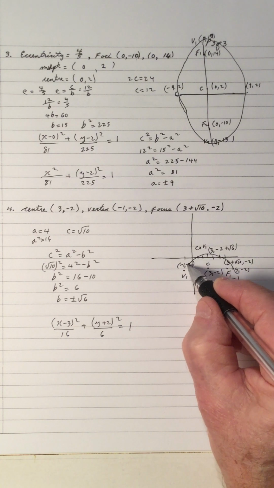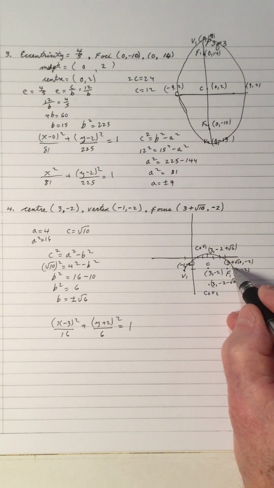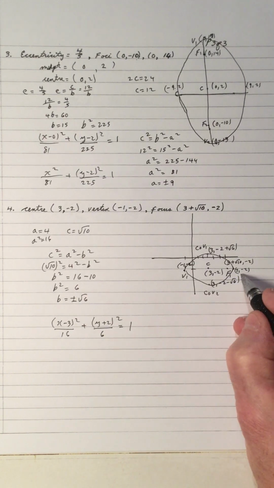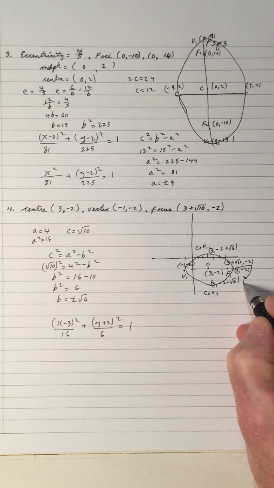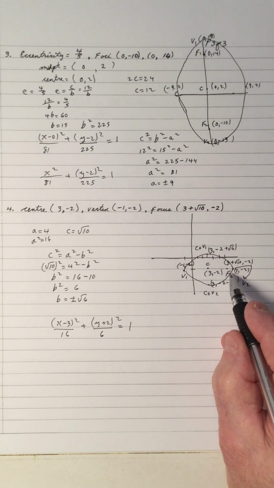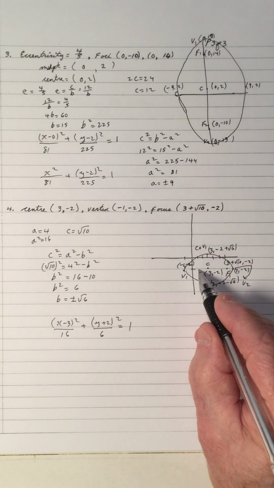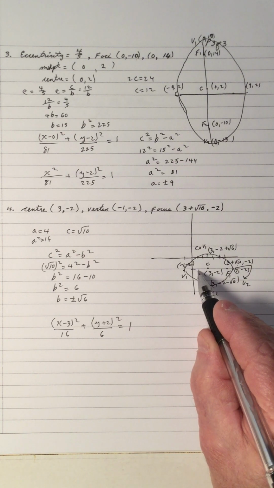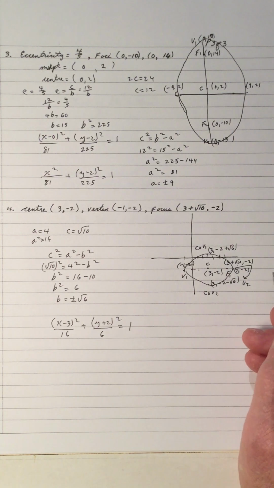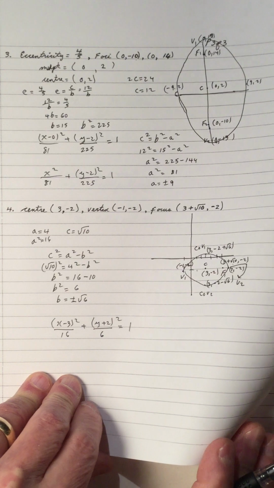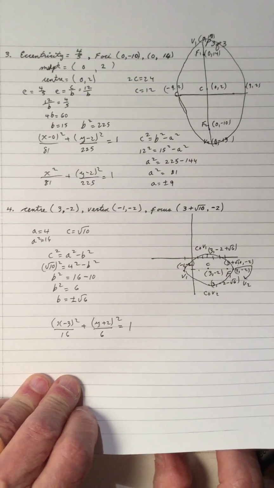There she goes. Just drew the ellipse. This is vertex 1, and this one right here is vertex 2. And that's foci 1, so I could put foci 2 here if I want. The other foci would be 3 minus root 10, -2. So just more questions on finding the equations from given information.